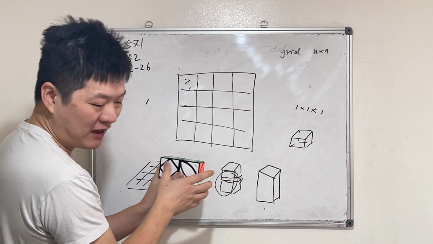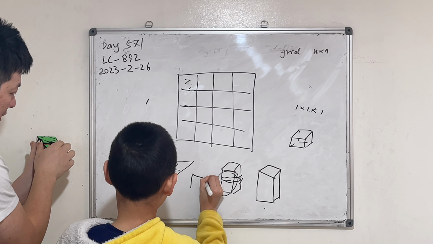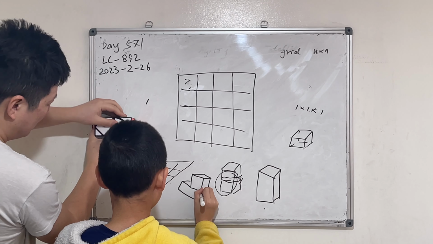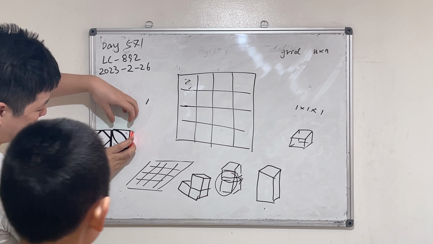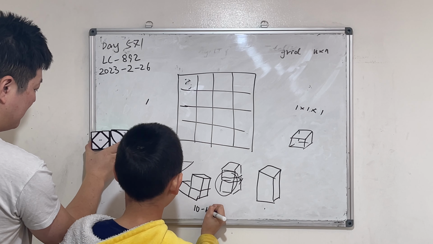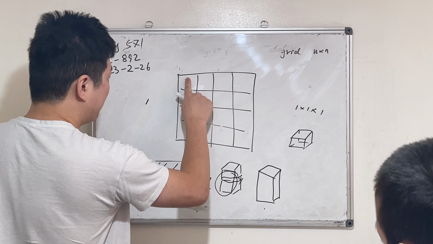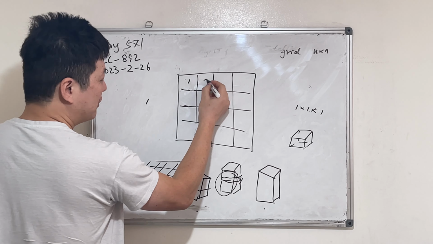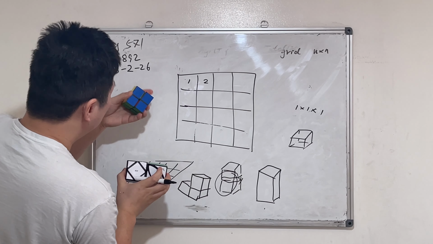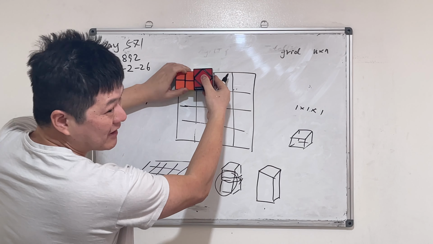I'll just get another one. Like I'm saying, like this. Exactly. How many surfaces? 10 minus 1 plus 5. Is it 14? We want to count the surfaces. For example, if I put 1 cube here, 1 cube here, 2 cubes here. Is this the same size? Thank you. How many surfaces? Is it 14?